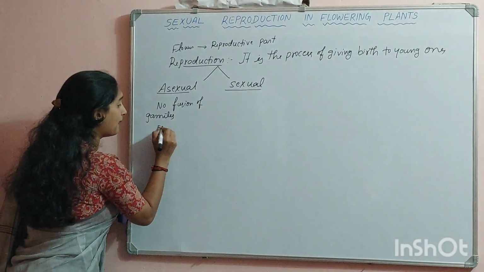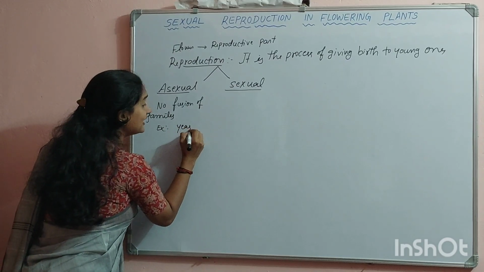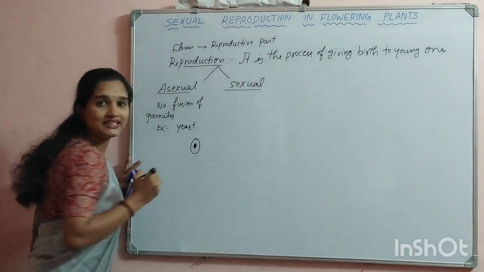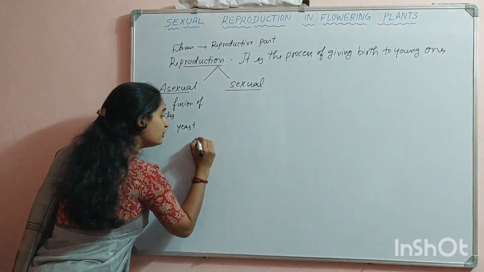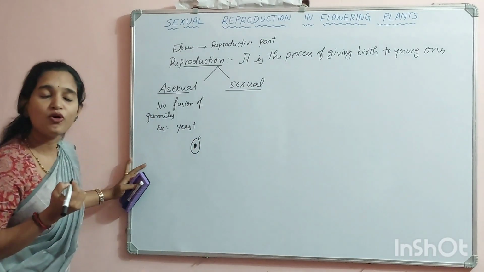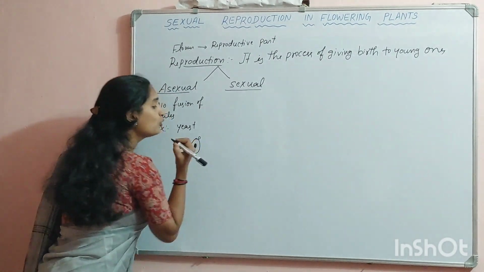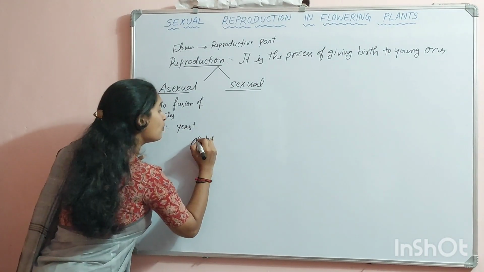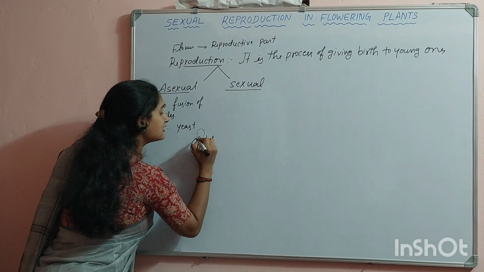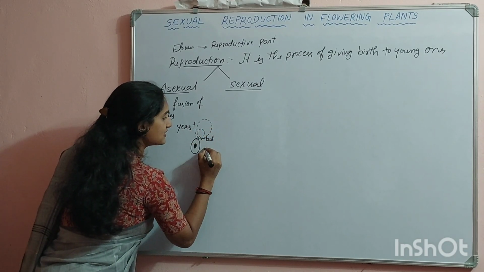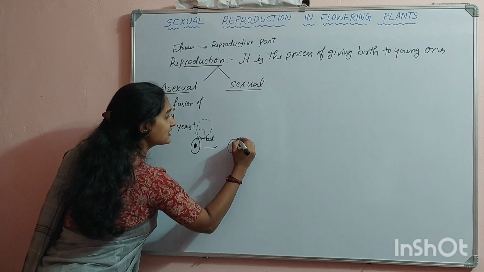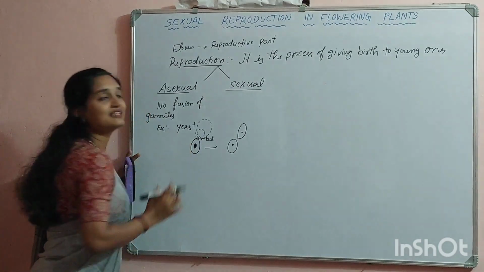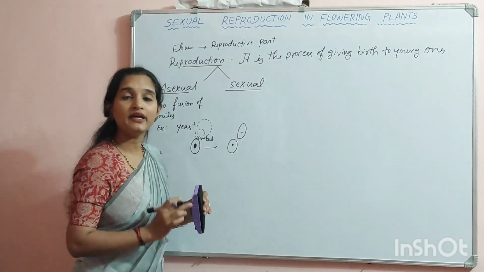Let me take one example, yeast. It is a unicellular fungi. In a parent yeast, new individuals are formed as a small outgrowth, and the small outgrowth is called a bud. This small bud slowly increases its size and finally gets detached from the parent body. So this is an example for asexual type of reproduction.